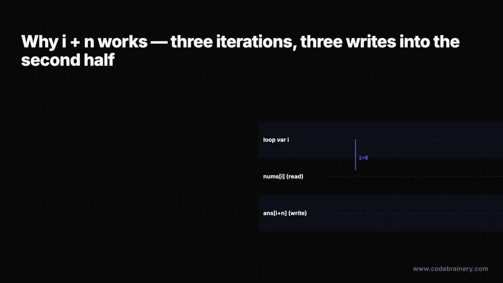Why the offset works. Picture 3 lanes. Top. The counter I, running 0 up to n-1. Middle. We read the input at position I. Bottom. We write to the output at position I offset by n. The offset is a shift. It lands us in the right slot of the second half, every single iteration.